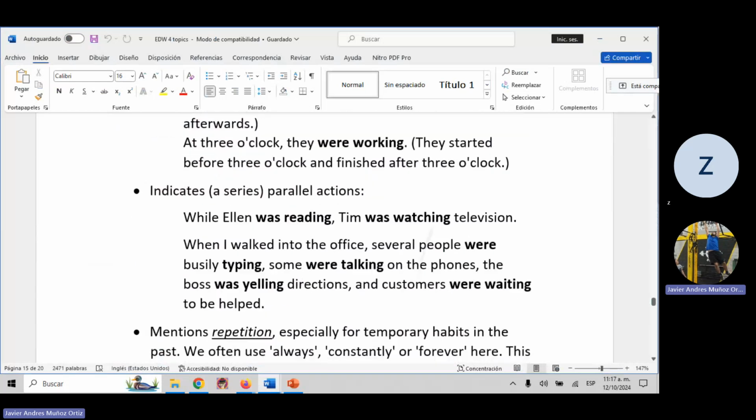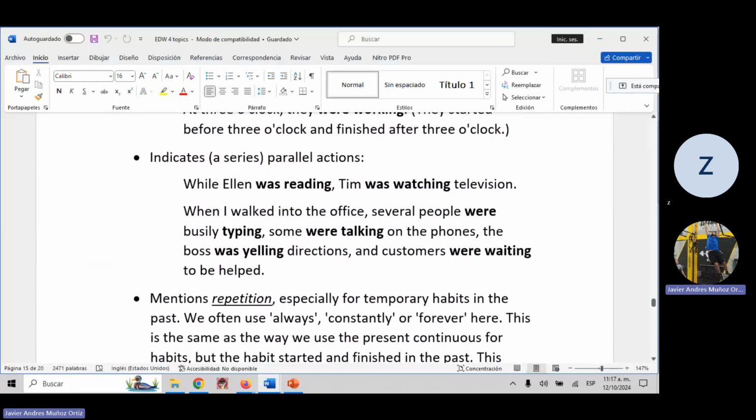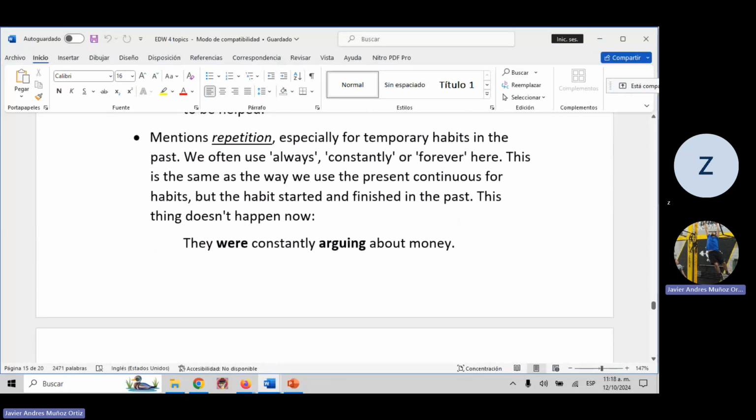This is the first situation. The second situation, to mention 2, 3, 4, 7, 10, 50 activities that were happening at the same time, obviously in the past, because this is a past continuous. They are in parallel. The third situation, to mention repetition of an activity that lasted for a short period of time in the past, right?